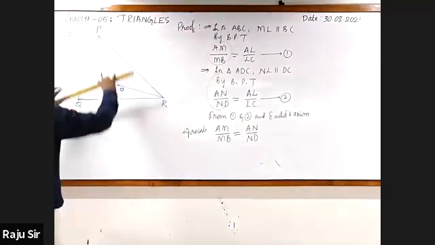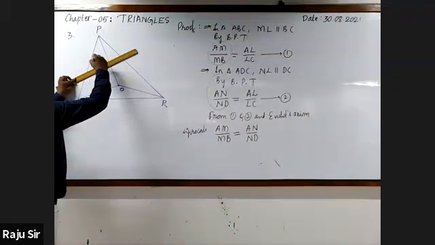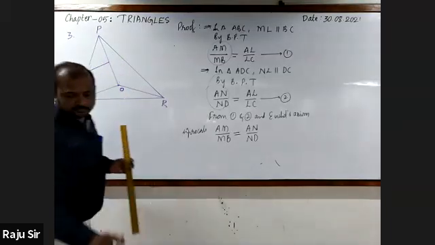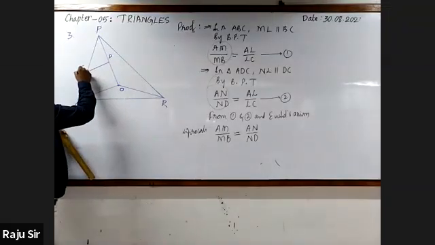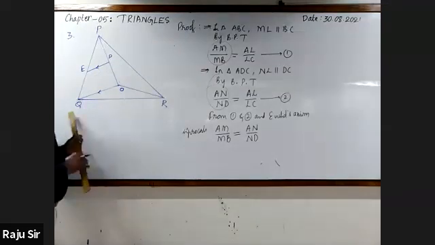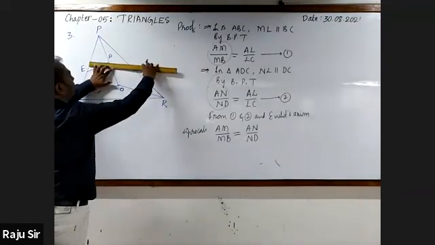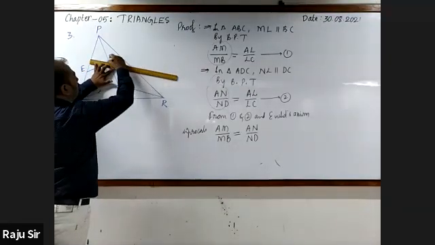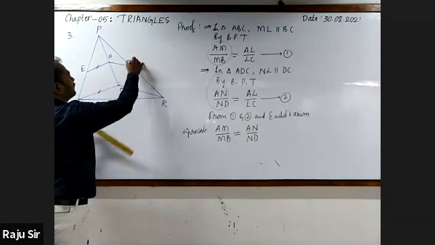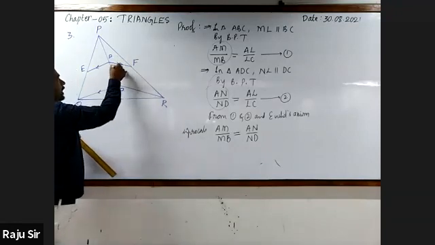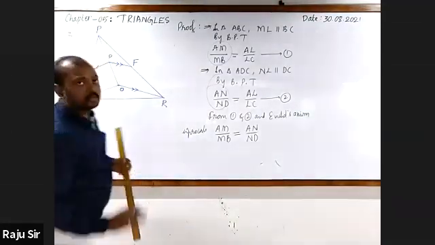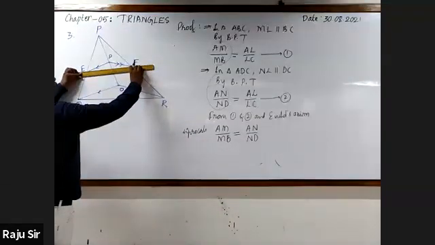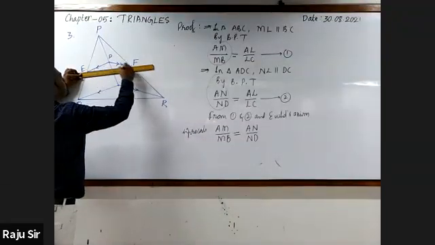Now, we will go for drawing a line DE parallel to OQ. This is D, this is E. DE parallel to OQ. Similarly, we will draw DF parallel to OR. Then we have to join EF.